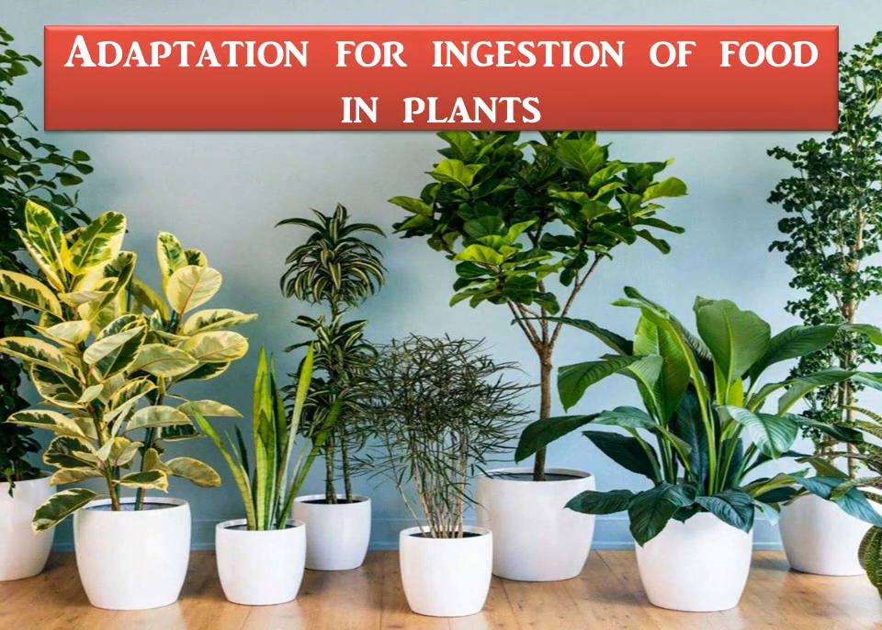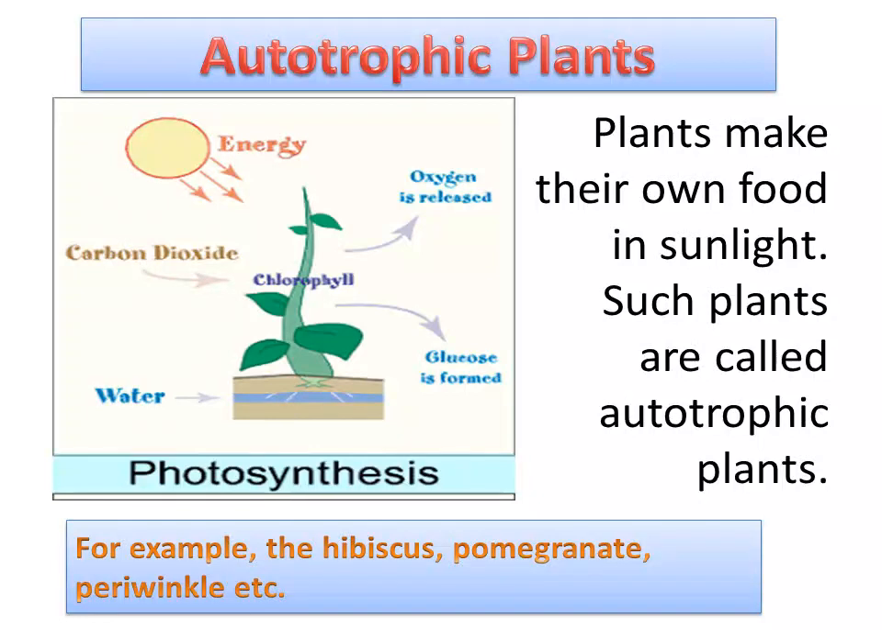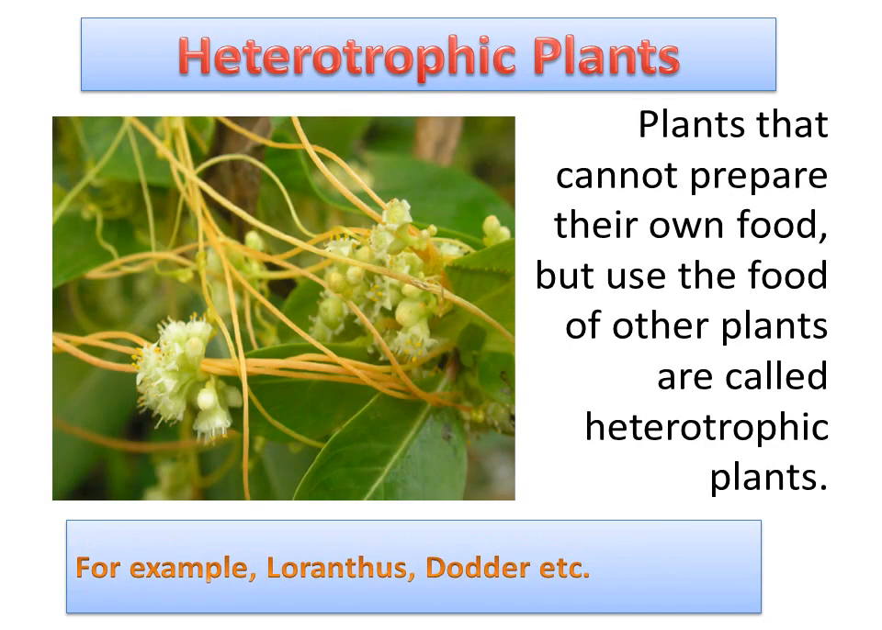Adaptation for ingestion of food in plants. Most plants are autotrophic. Plants make their own food in sunlight. Such plants are called autotrophic plants. Plants that cannot prepare their own food but use the food of other plants are called heterotrophic plants, which are leafless and thus cannot perform photosynthesis. This is an example of the Cuscuta plant.